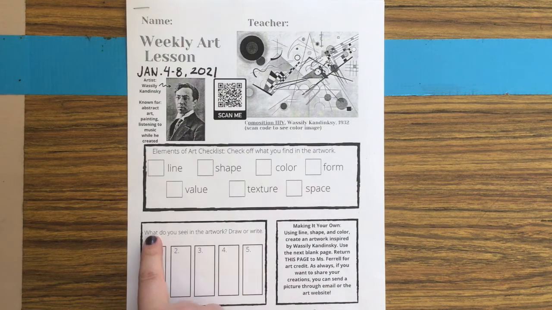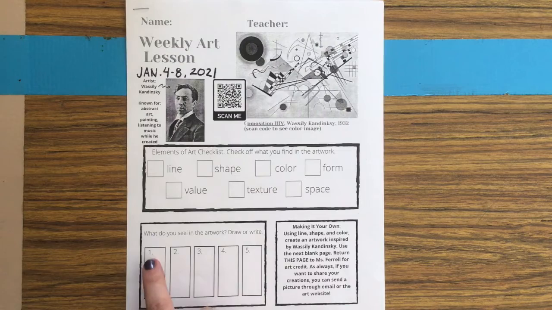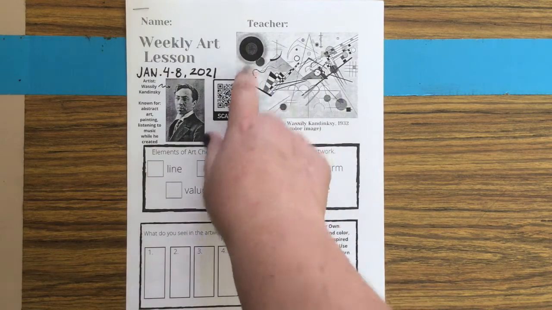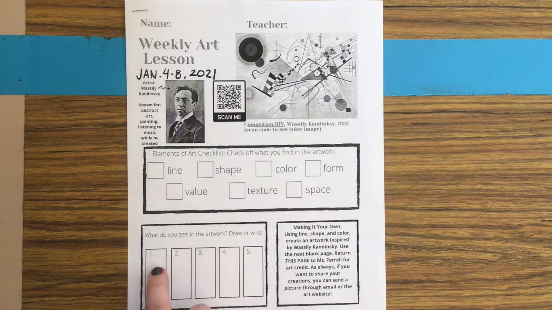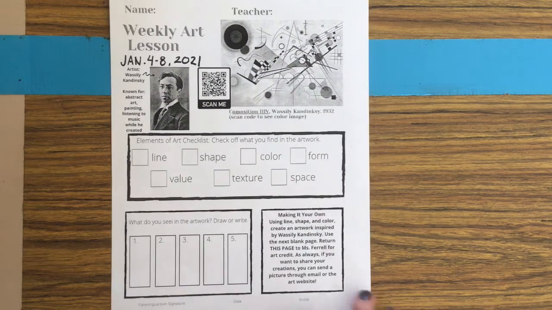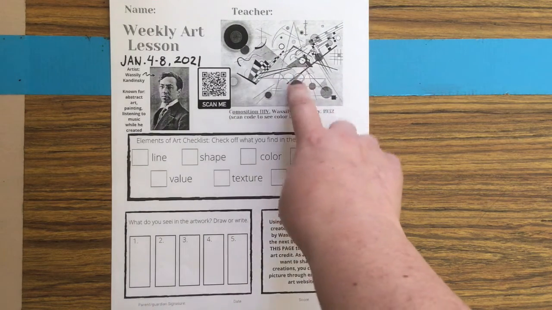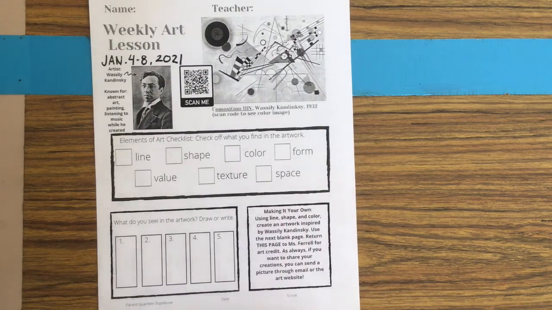In the next box, we're talking about what we see, but this time we're going to draw or write. So for example, I see this big circle here in the corner. So I can take whatever I have to write or draw with, and I can draw that big circle how I see it, or I can write about that big circle using my describing words. When I've filled all 5 boxes with different things that I see in the artwork, I can move on to my last box, where I'm making it my own.